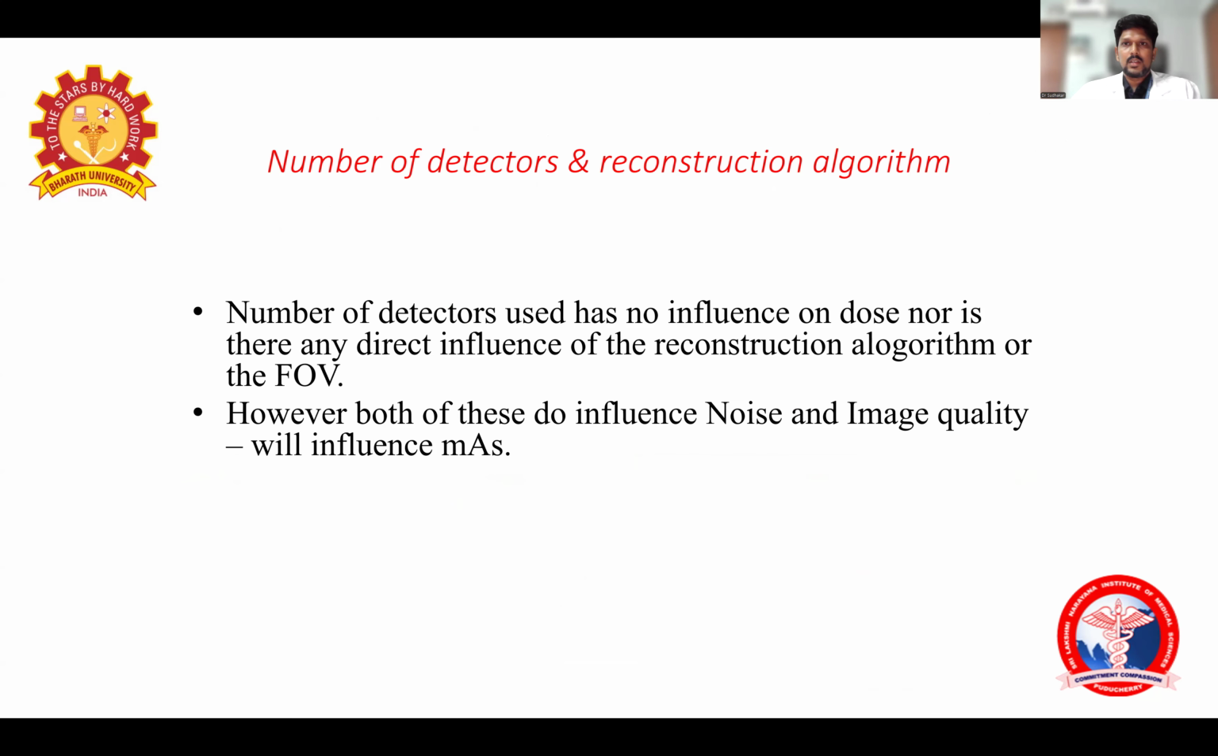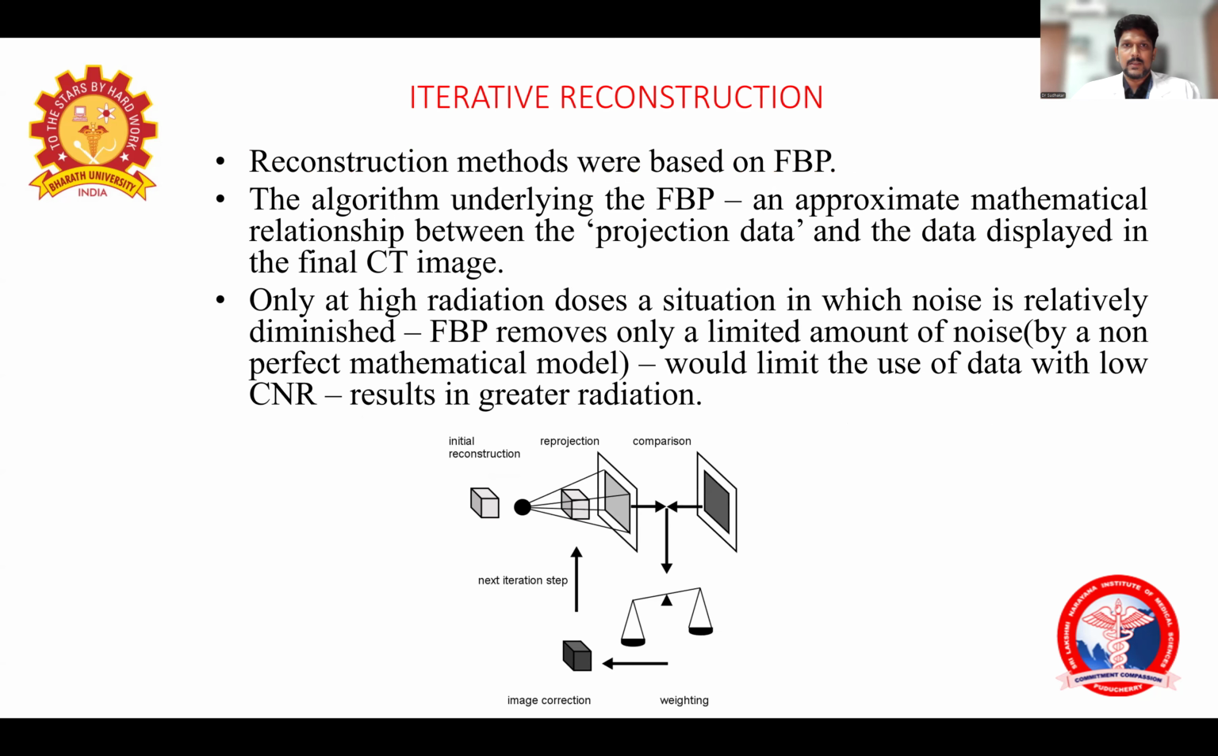Number of detectors and reconstruction algorithm. The number of detectors used has no influence on dose, nor is there any direct influence of the reconstruction algorithm or the FOV. However, both of these do influence noise and image quality, along with the influence of mAs. Iterative reconstruction is a form of reconstruction by which images are formed in a CT machine. All these things are software included in the CT machine, and we have nothing to do manually.